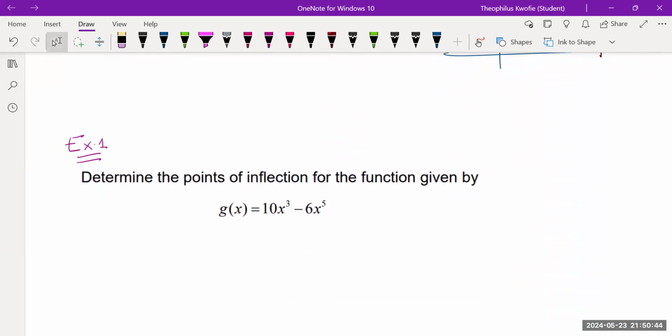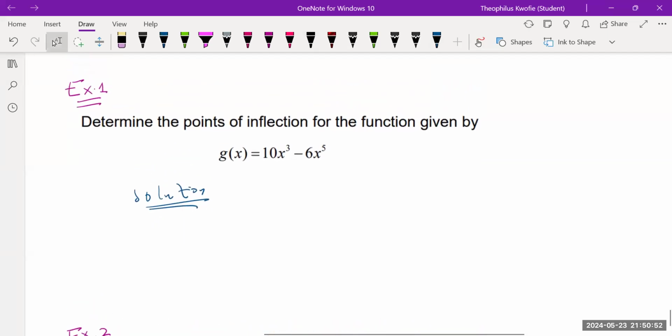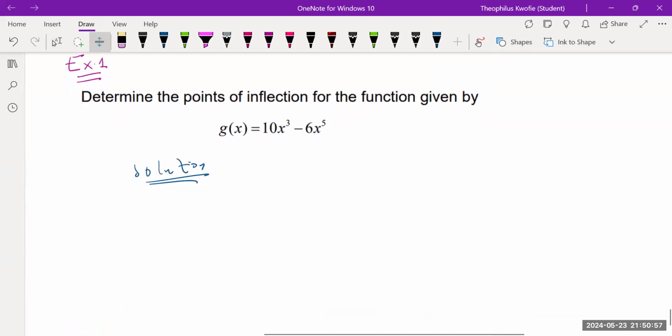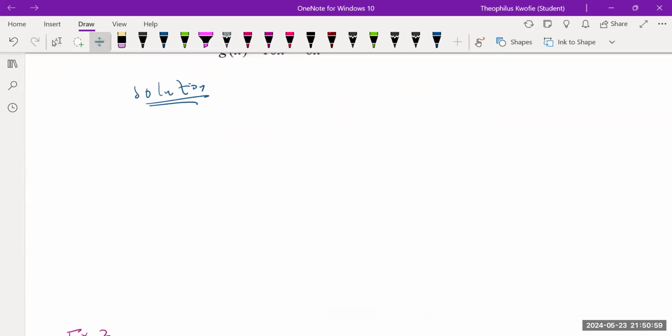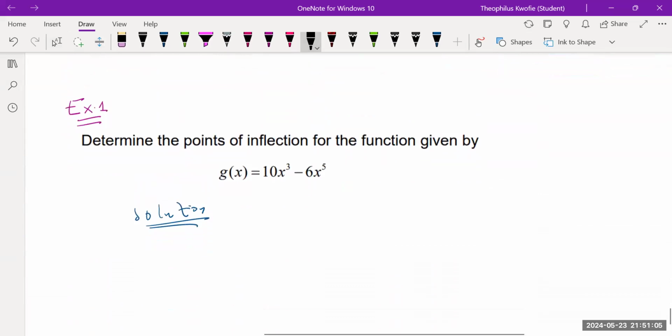And the first problem is that we are given this nice problem to solve. How do we approach this problem? We want to determine the point of inflection for the given function. So the first thing to do is to find the first derivative.